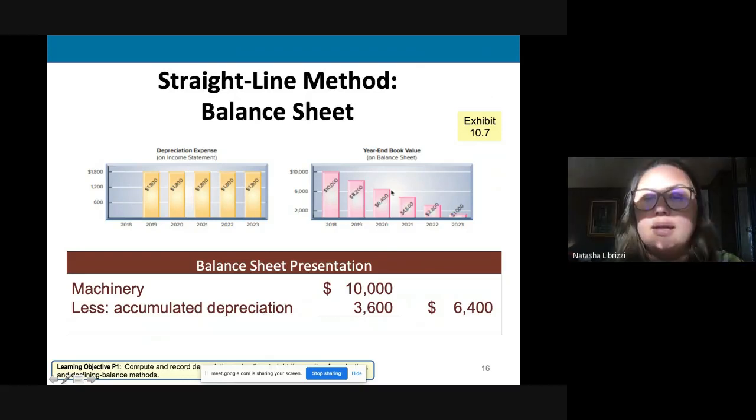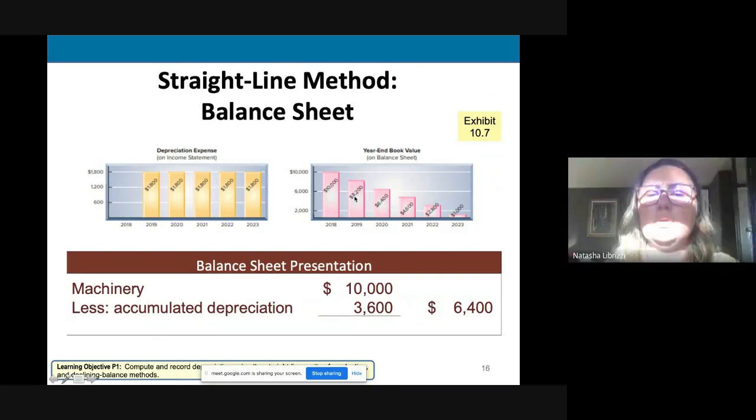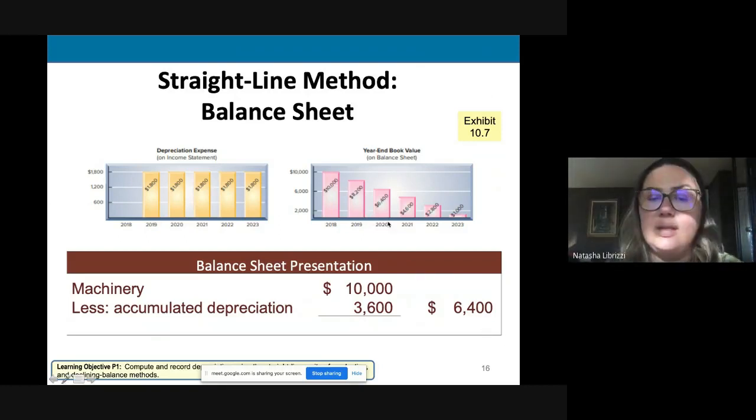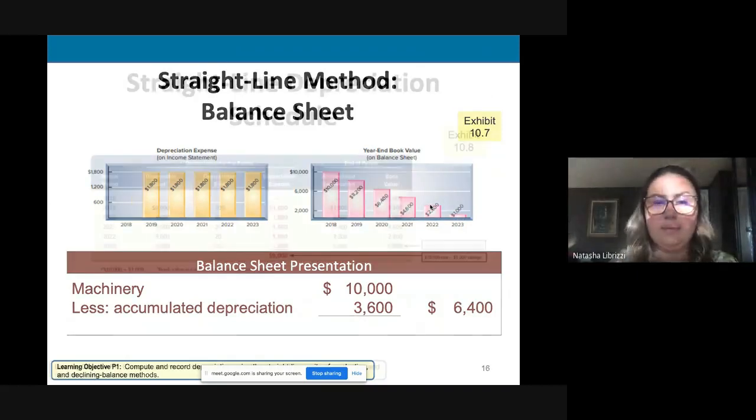So right here, this is my year 2 after I own it. I own it in 2018. I started with 10,000, a brand new shiny machine. Year 1, minus 1,800, my book value of the asset is 8,200. That's a very, very important term because we're going to be using this when we're disposing of the asset. Year 2, I have 6,400 book value because I have now decreased by another 1,800, and so on. So as the asset life goes on, the book value declines as well.